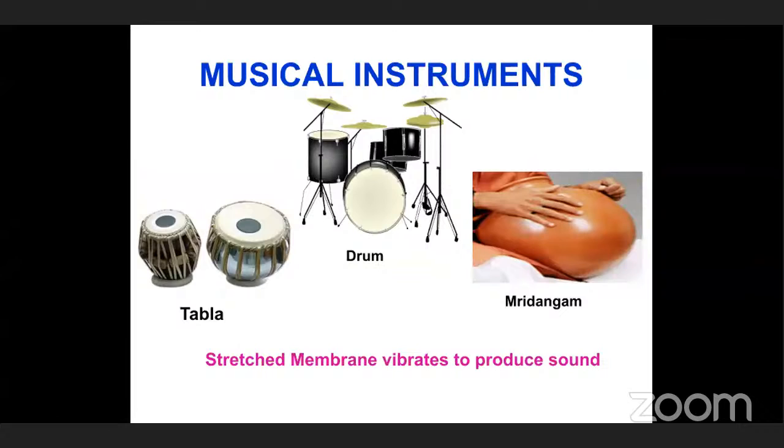These are also a few musical instruments: tabla, drum, mridangam, but they are different from guitar, veena and sitar. How? Because in tabla, drum or mridangam, there is no stretched string, but there is a stretched membrane. When this stretched membrane is beaten with a stick or hands, it vibrates and produces this sound. And again our mind gets fresh by listening to this sound.